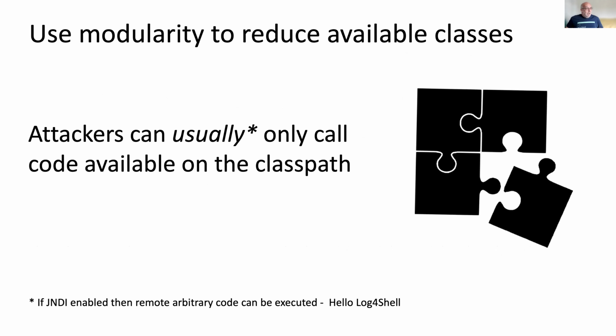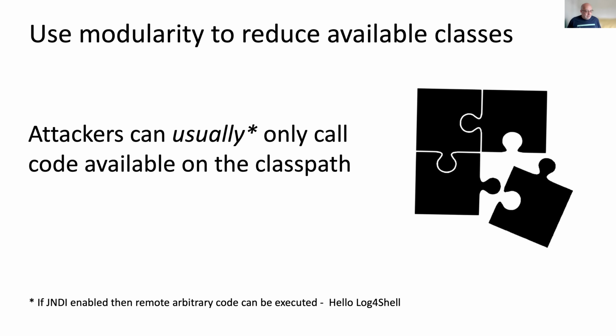So there are other things you can do, and one of them is just remove the available code. If you can use modularity, then use modularity, because Java modularity has limited class paths. So there's no code in the class path, and the bad guys can't exploit it. Well, I say that, but actually, as Log4Shell showed us, there are still windows.